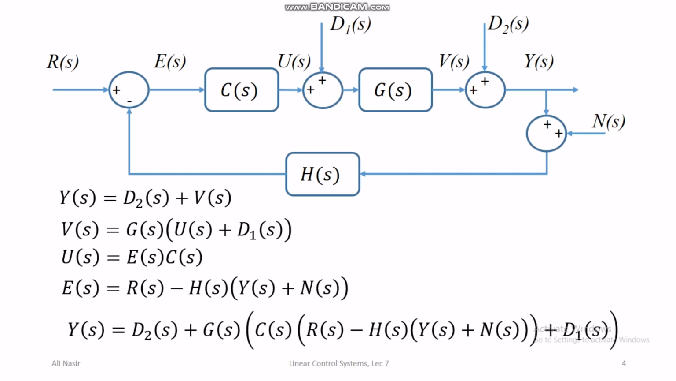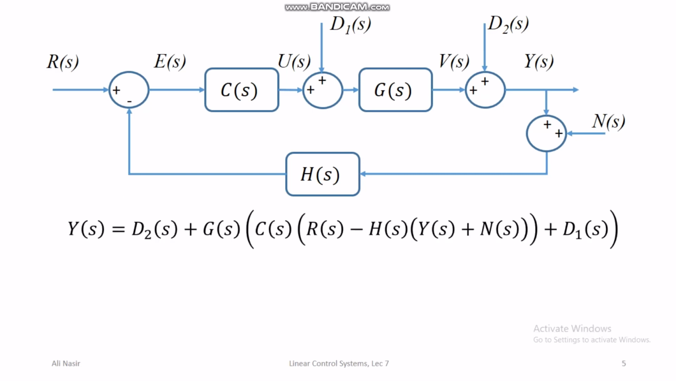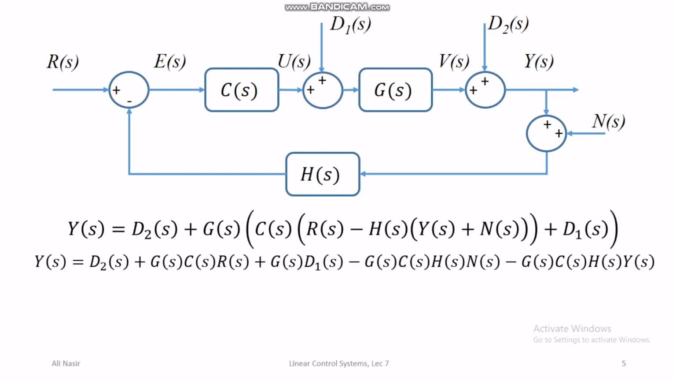If we really want to calculate an expression for Y of S, we need to combine all the terms involving Y of S on the right hand side and the left hand side. So we go to the next slide and copy the last equation from the previous slide, and we multiply everything out. Once we multiply everything out, you can see that on the right hand side there is a single term involving Y of S.